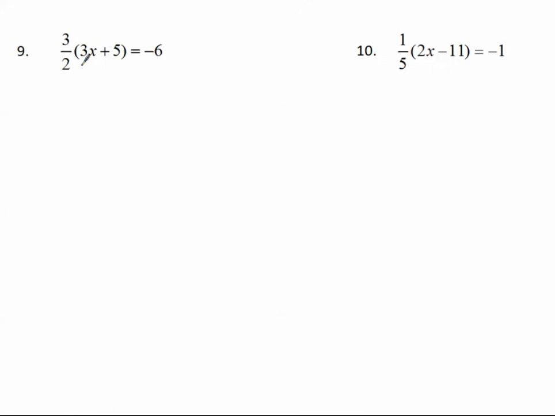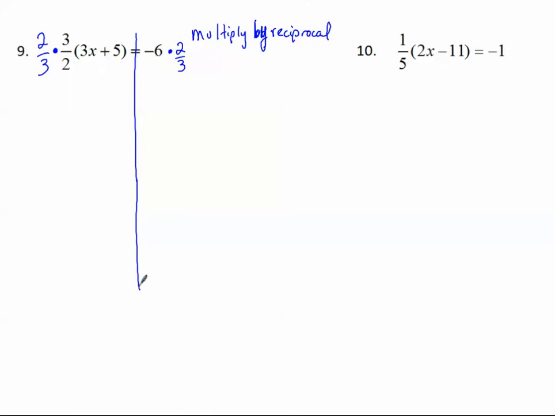This one looks like the last one, except that we have a fraction multiplied to a quantity. It's easier if we don't have a fraction or a denominator, so to get rid of a fraction, we can multiply by the reciprocal. Remember the inverse property of multiplication? Times this side of the equation by 2/3, times this side of the equation by 2/3. Multiply by the reciprocal. That way, the fraction has gone altogether, and we're left with 3x plus 5 equals negative 6 times 2 is negative 12. Negative 12 divided by 3 makes negative 4. So that equals negative 4.